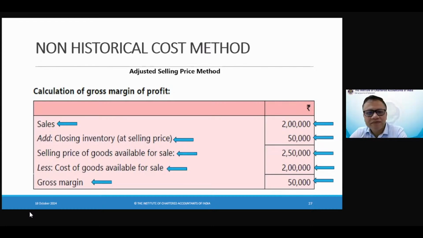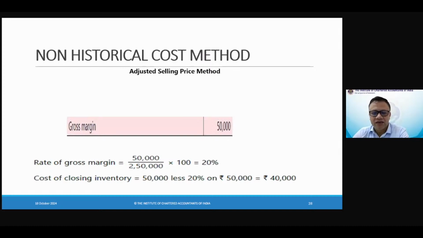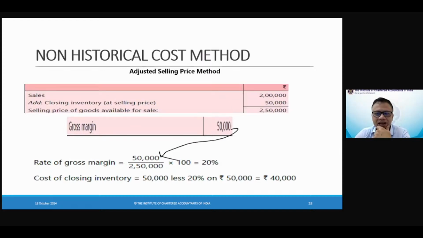Clear now? Yes sir. Okay. But what we actually have to find out is the cost of the 50,000 inventory. So I take this gross margin of 50,000 and the goods available for sale, 2,50,000. I divide it, and I get my rate of gross margin as 20%.